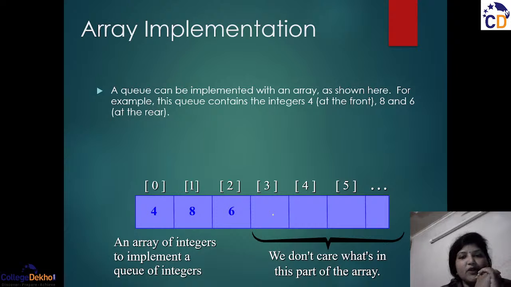A queue can be implemented with an array as shown here. For example, this queue contains integer 4 at the front, 8, and then 6. So here is the indexing part also. This is the first element that was inserted, this is the second element in the queue, this is the third, and so on. Whatever elements you want to insert, you may insert, right? An array of integers is used to implement a queue of integers. We don't care what is in this part of the array.